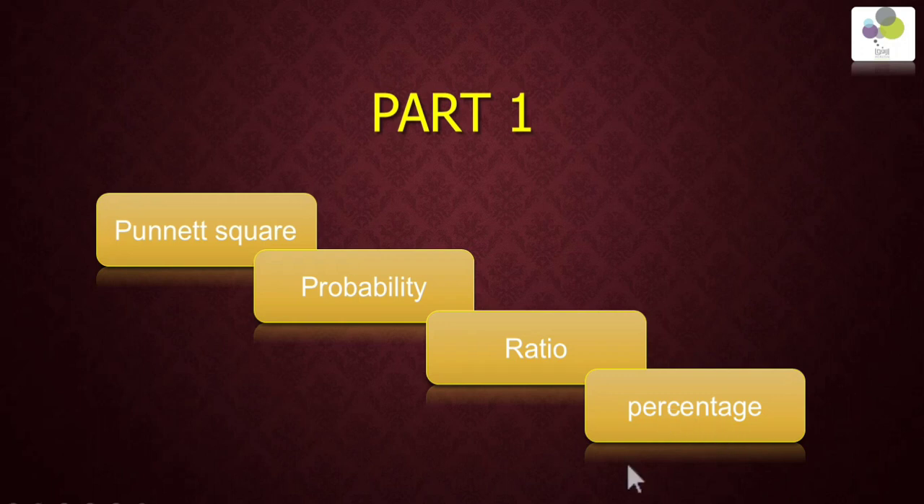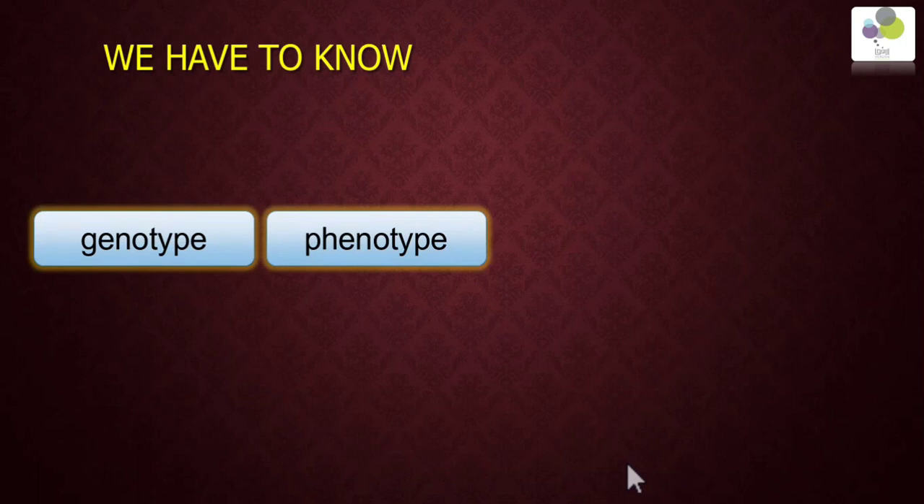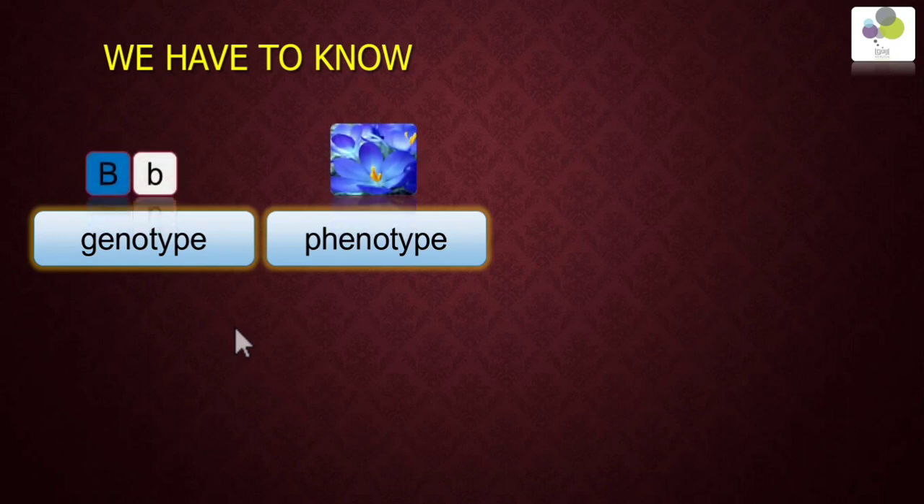Okay, but guys, before we start this lesson, we have to know some things. We have to know the difference between genotype and phenotype. As we know before, the genotype is the combination of alleles that you inherit from the parents, and we always write it with letters, and the phenotype is the observable trait or the physical trait. So the genotype may be capital B, small b, and the phenotype is the observable trait, which is like the blue flower color.